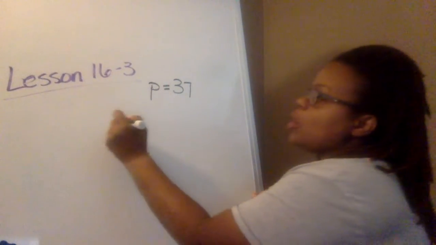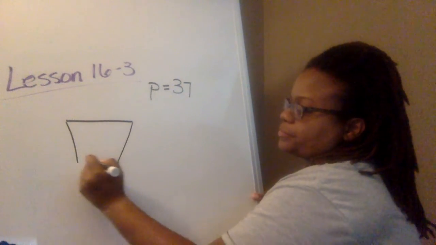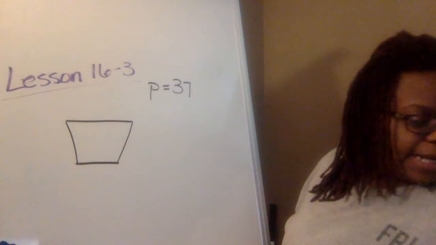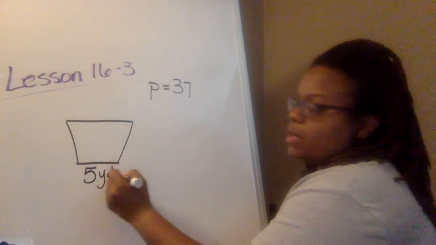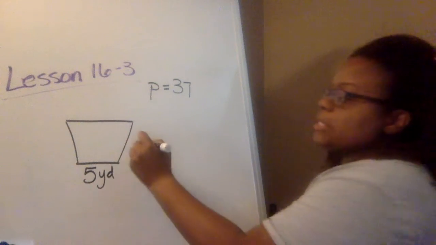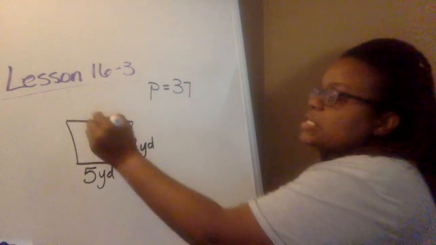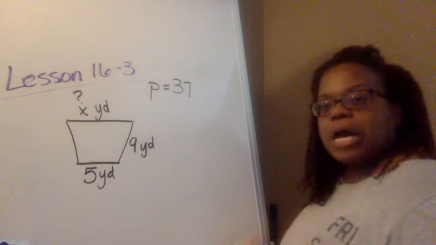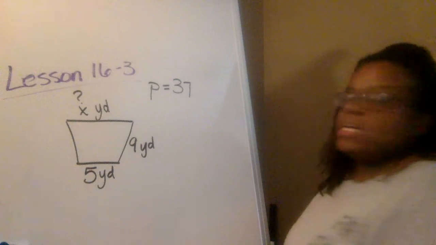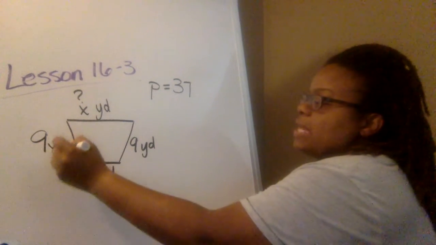So I'm now going to draw the shape that they gave me. All right. And I'm going to label the sides. This was labeled as 5 yards. This was labeled as 9 yards. Up top was my X yards. My X is my question. That's my unknown amount of yards. And then I had 9 yards over on the left side.